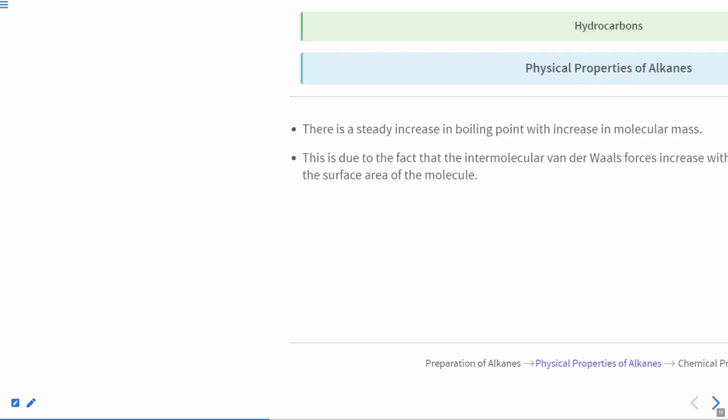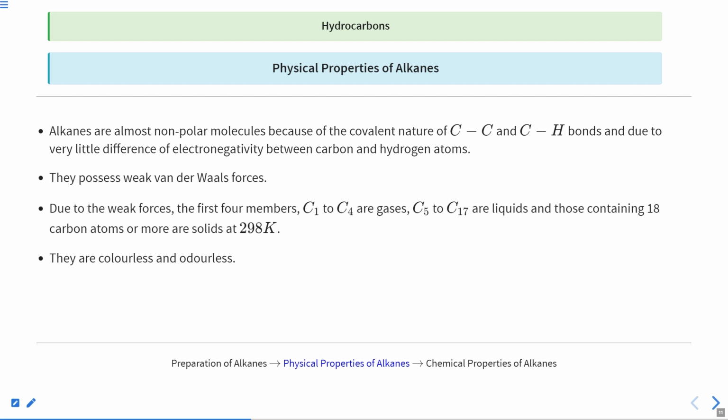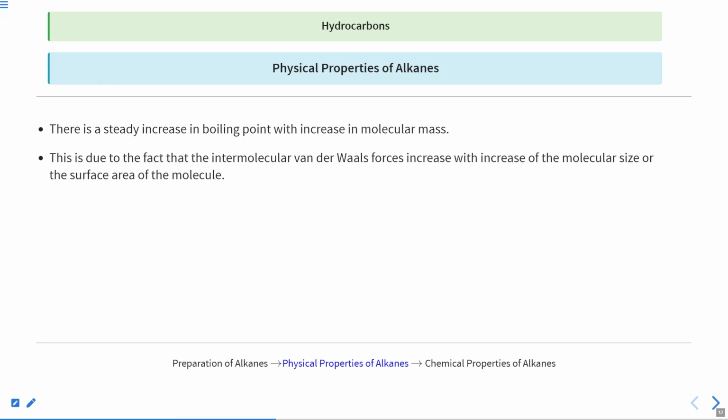So we have seen that the interaction can be understood with this state also. It is again mentioned that it would result in a higher boiling point. This is due to the fact that the intermolecular van der Waals force increases with increase of molecular size or surface area. So it is mentioned here also. First of all, the molecular mass is very important. This is the main deciding factor.